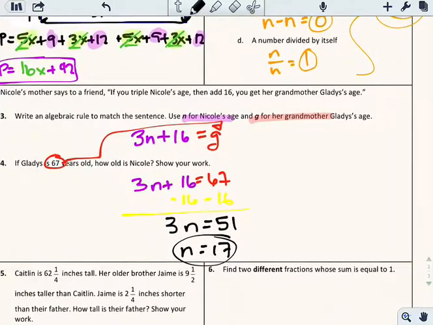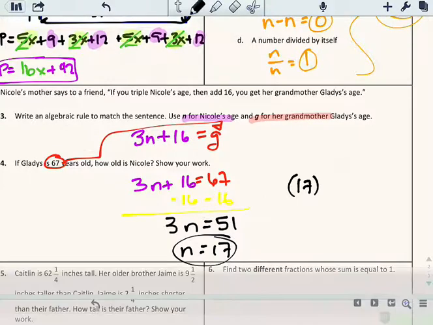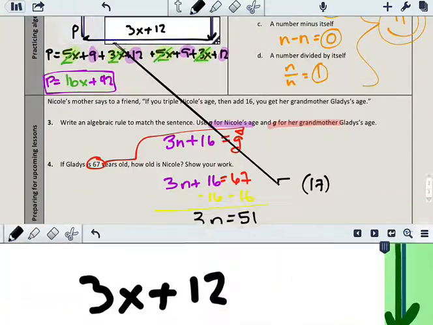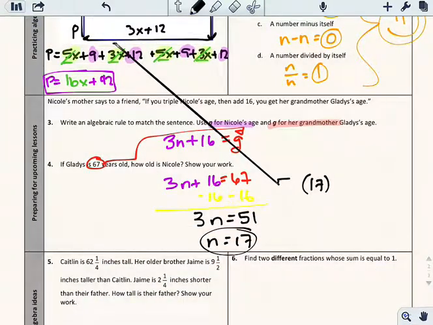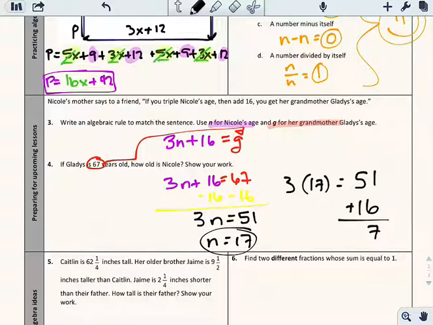And we can confirm that. If we take 17 and we triple it, that's going to equal precisely 51. And then if I add 16 to it, 6 plus 1 is 7, that'd be 67. And you kind of call this working backwards.